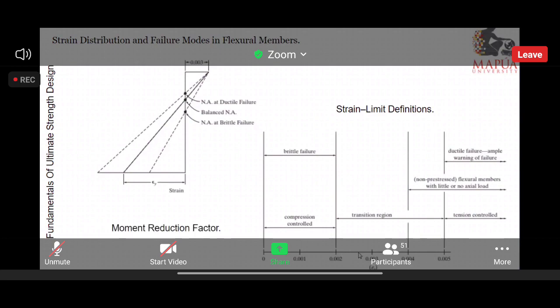Also, this will be the moment reduction factor, wherein the strength reduction factor for tension control will be 0.9. So for tension control, which is actually ductile failure, that phi as strength reduction factor is equal to 0.9. If we are in the transition region, that would be 0.65 to 0.9. And if we are in compression control, the reduction factor would be 0.65.